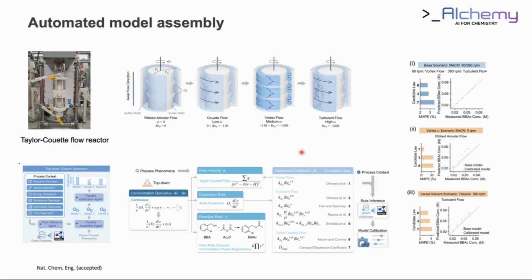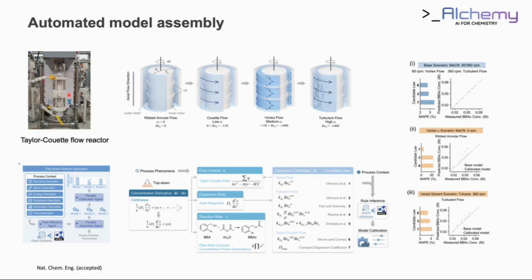So based on this digital workflow, now we can move on to the next part. That's how we use this knowledge to automate the model generation process. And here is an example to show you how this works. So basically, this is an example called Taylor-Couette flow reactor, and people use this quite a lot for chemical reactions and also for separations.